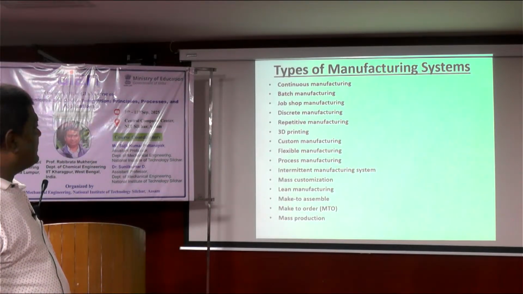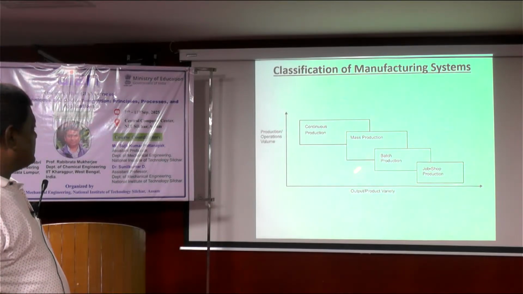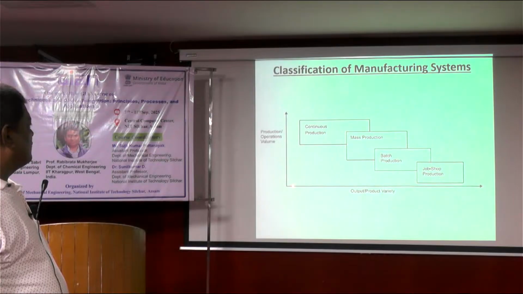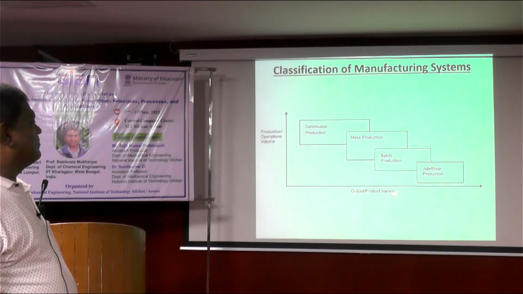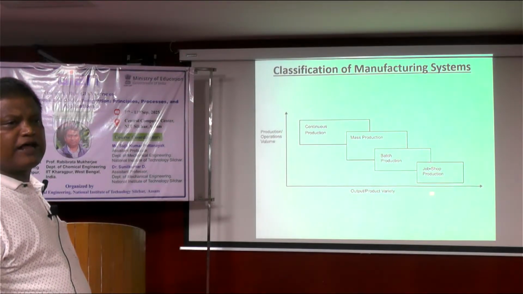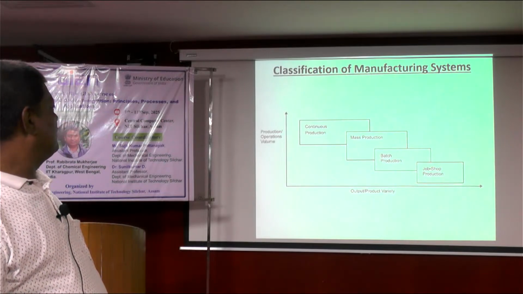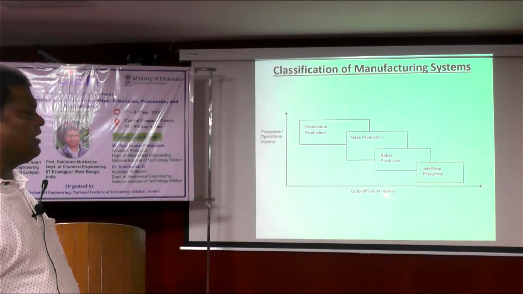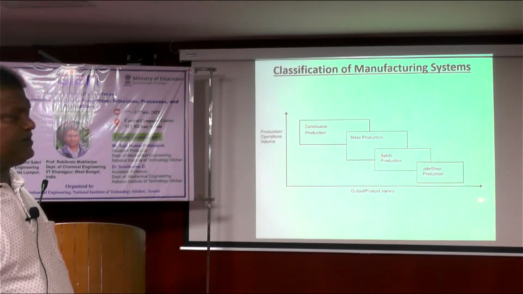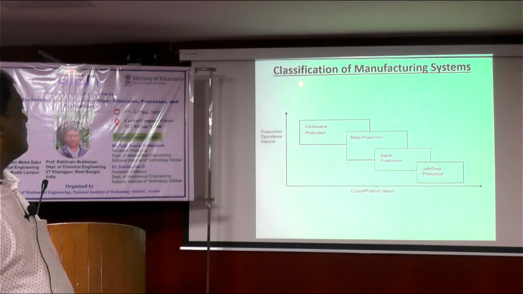Now, just to highlight, look at how they are classified. This is a graph between production volume, that means quantity, and this is variety, means type. Understood? This is otherwise known as the PQ curve. P means product, I mean the number of products, what are the varieties? And this is volume, quantity, Q, volume.